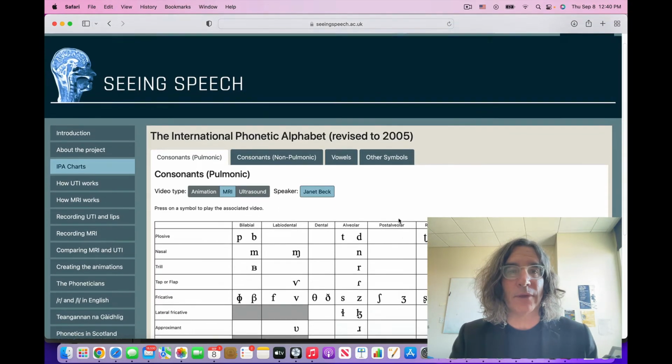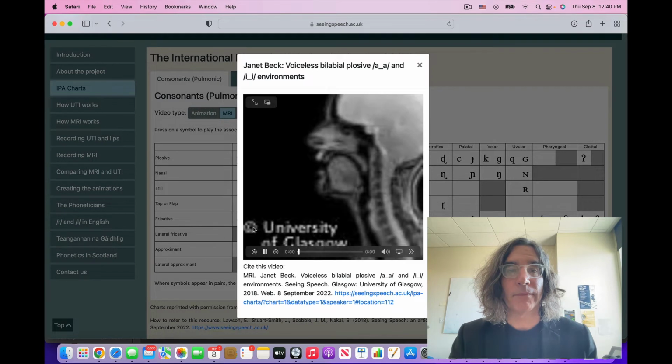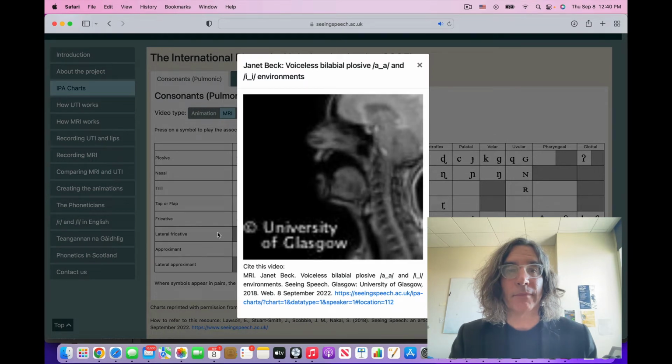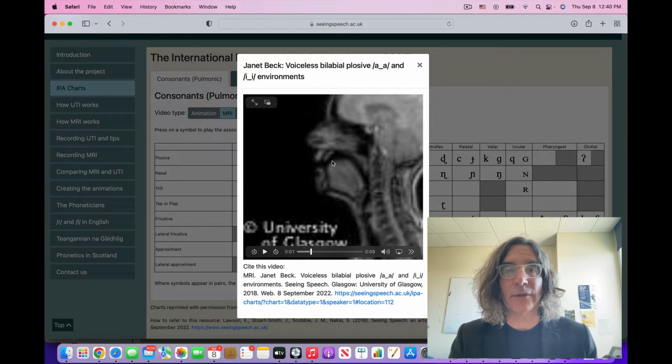So here is the chart for the International Phonetic Alphabet, of which a subset of these sounds are found in English. One that is found in English is pa. Okay, so what you should have seen is that in all of these cases, there's closure at the lips during the consonant. There are different vowels, so the shape of the tongue is different in each case, but in every one, there is closure at the lips, so the airflow is being completely stopped at the lips.